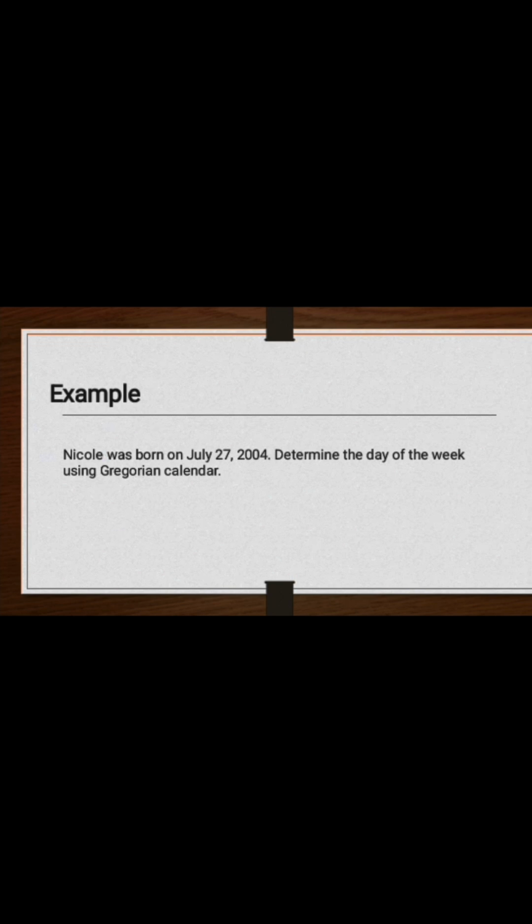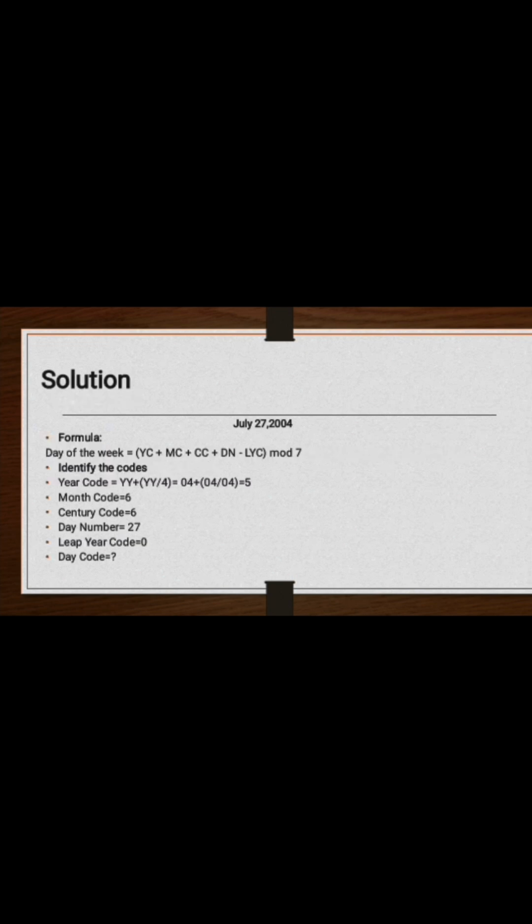Example, Nicole was born on July 27, 2004. Determine the day of the week using the Gregorian calendar. We have here the solution for July 27, 2004. We have the formula: day of the week is equal to YC plus MC plus CC plus DN minus LYC modulo 7.